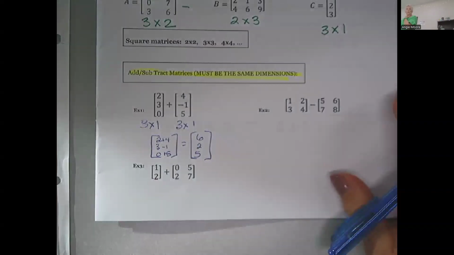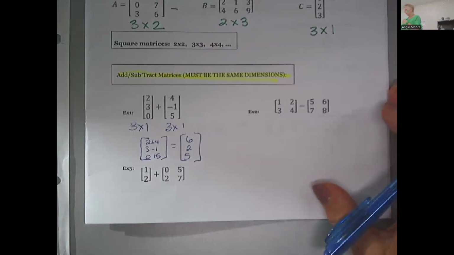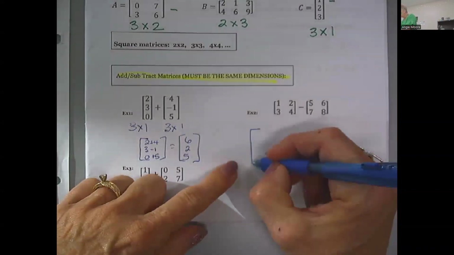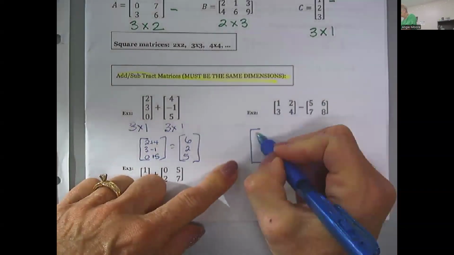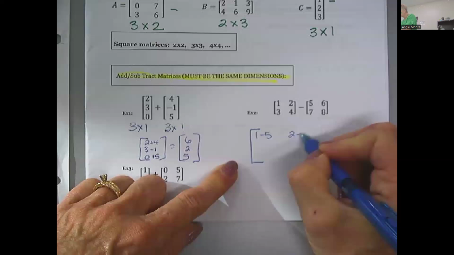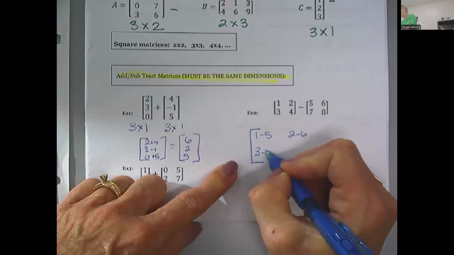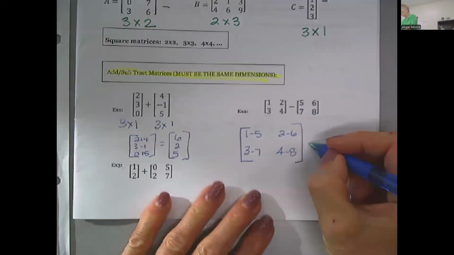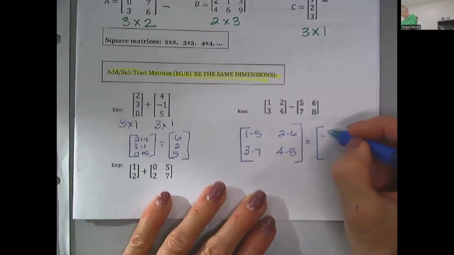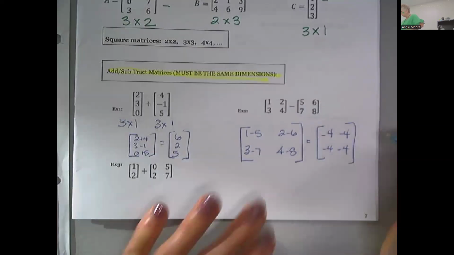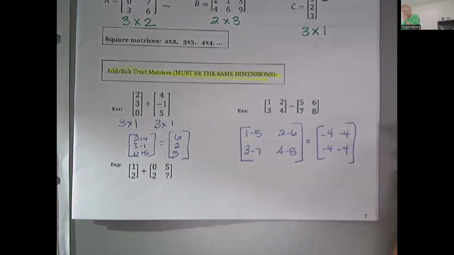So easy. That's how you add your matrices. Okay, example 2. We are subtracting, and it's the exact same thing. I'll write it out. You guys probably don't need it. 1 minus 5. That will be my top number. 2 minus 6, 3 minus 7, and 4 minus 8. Then you simply simplify those, and if I can do this right, we get a negative 4, a negative 4, a negative 4, a negative 4.